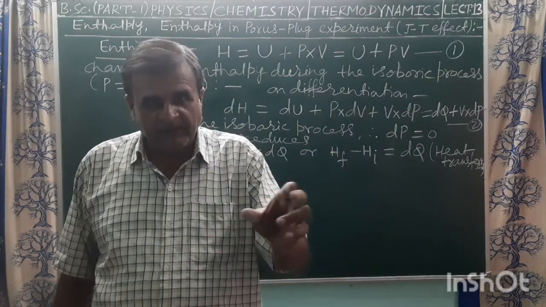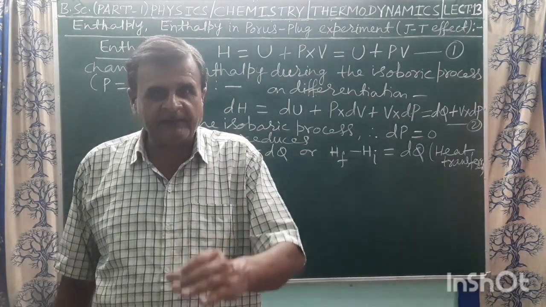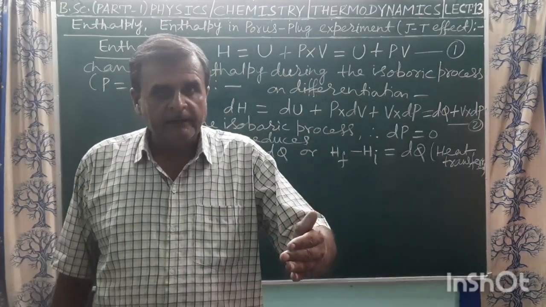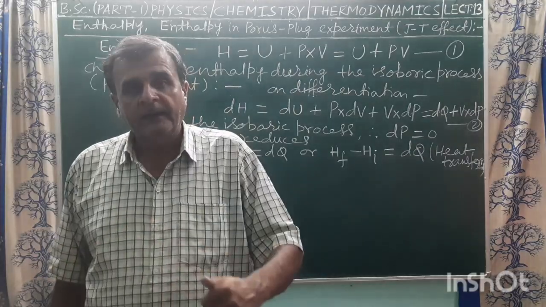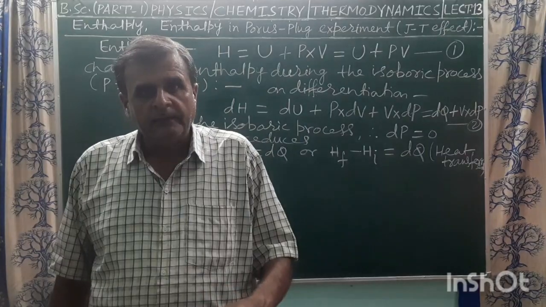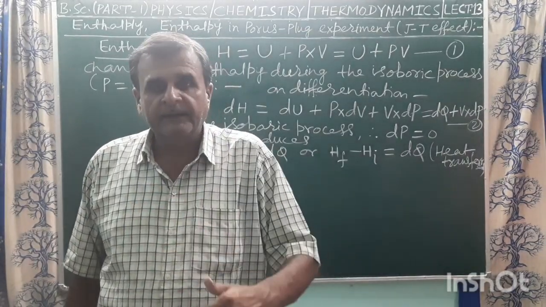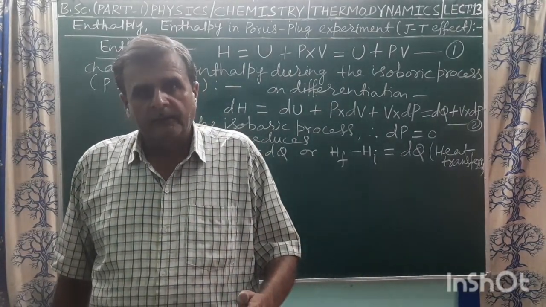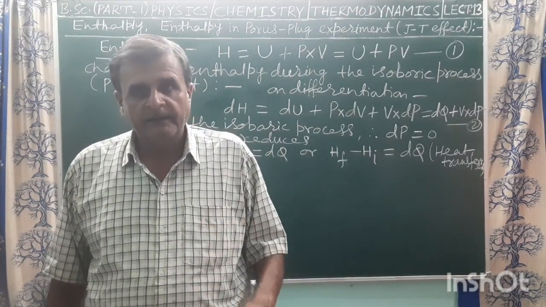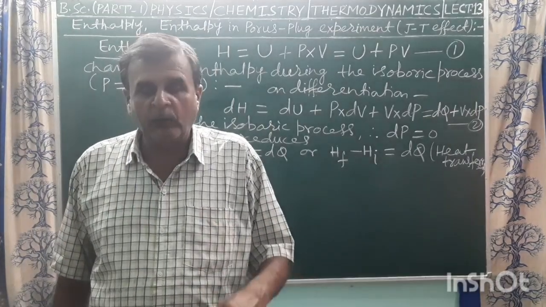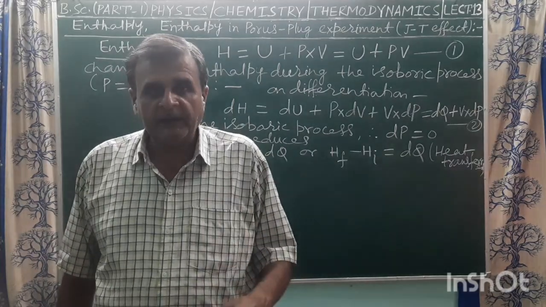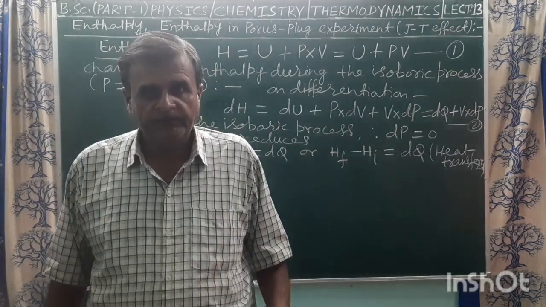Therefore, a pressure difference is established across both sides of the porous plug, and then the gas is allowed to pass through the porous plug. Then after passing the porous plug, the temperature of the gas falls, that is temperature of the gas decreases, and this phenomenon is known as Joule-Thomson effect or the throttling process or the porous plug experiment.